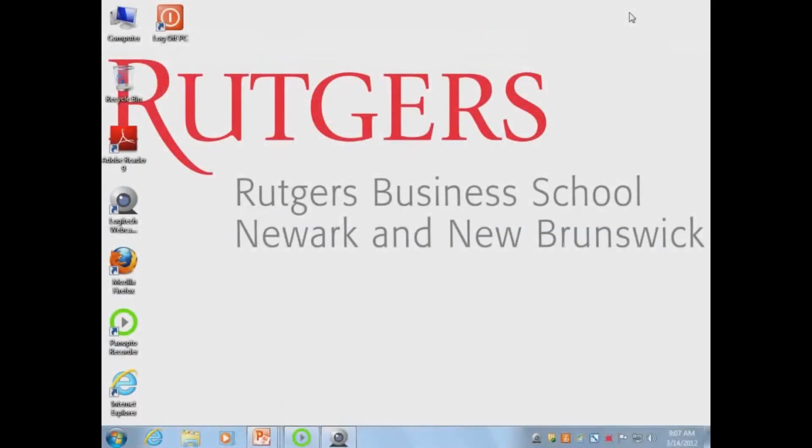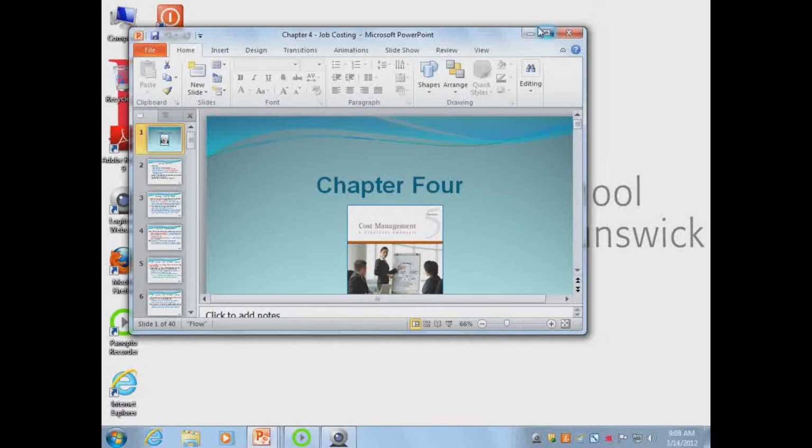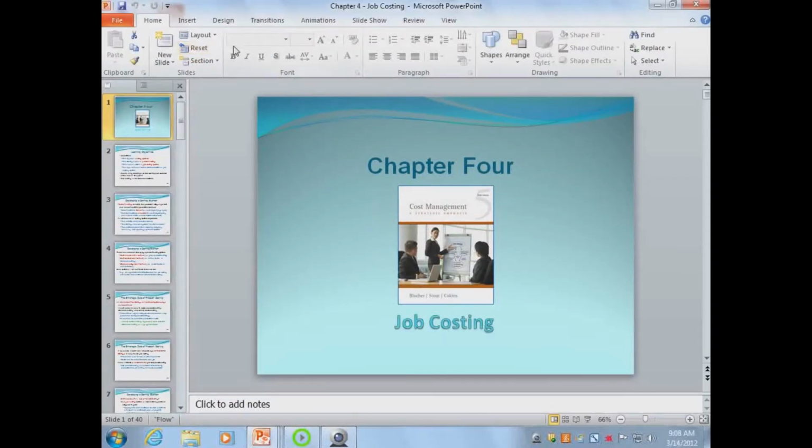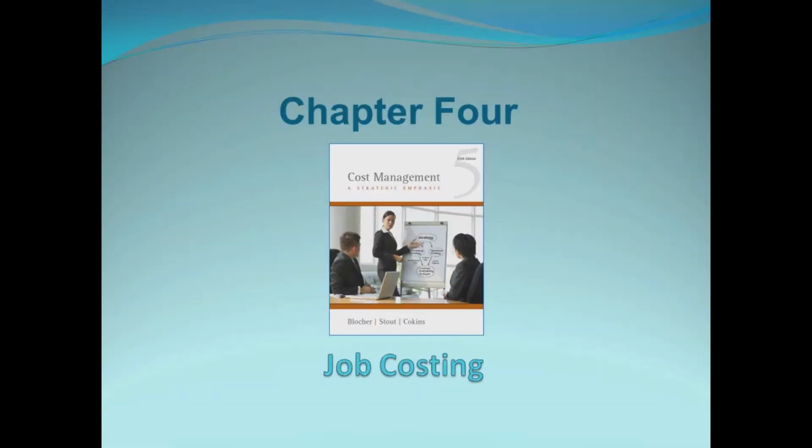So we've really just started the process of defining costing. Now we get to dive into it. And we'll start off by talking about job costing. But before we talk about job costing, we'll do a little more definition of costing systems and what they are.